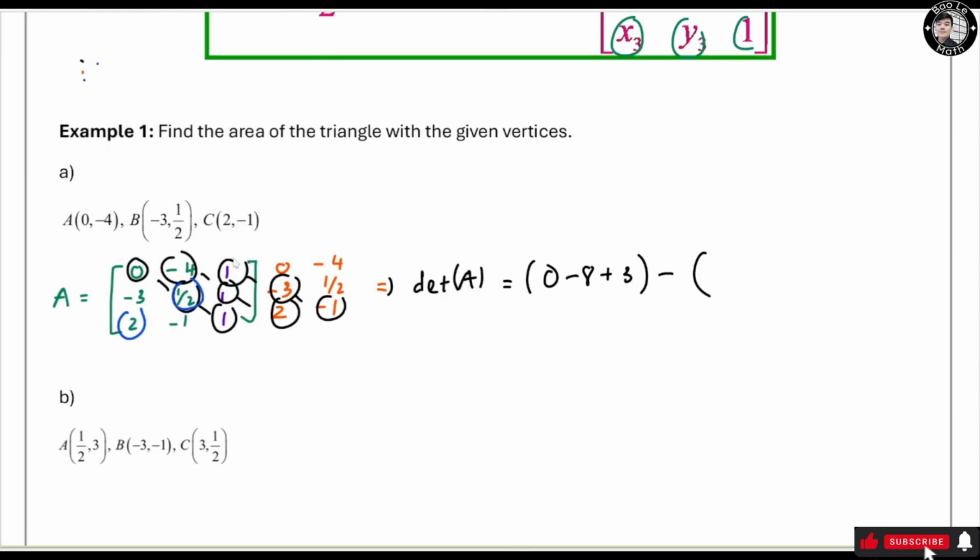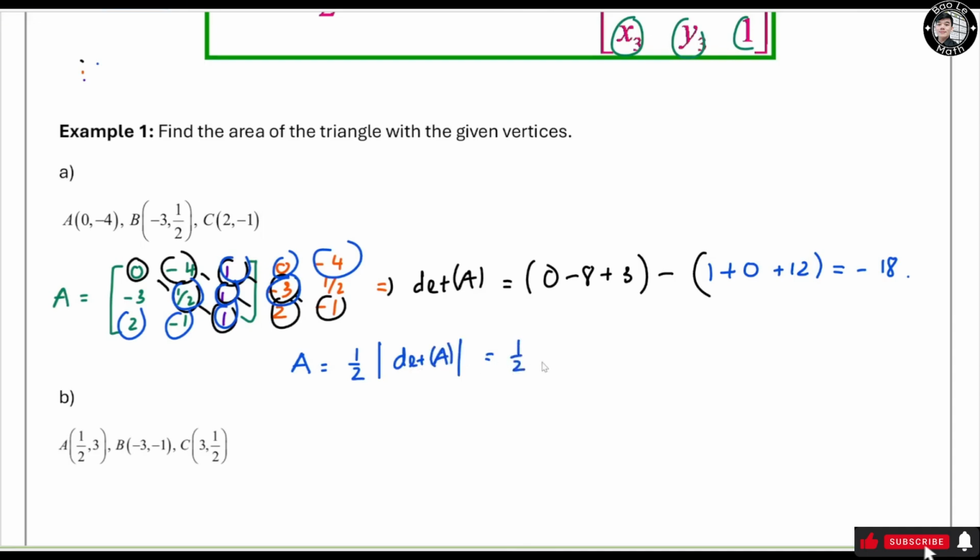2 times 1/2 times 1 should be 1. -1 times 1 times 0 should be 0. 1 times -3 times -4 should be 12, right? And it should be -18, right? Now, area equals 1/2 times the absolute value of the determinant of the matrix A, right? So it's going to be 1/2 times the absolute value of -18, and it's going to be 9, right?